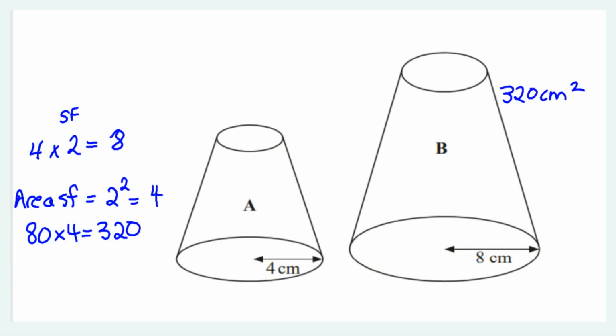The scale factor from shape A to shape B is 2. That means the area scale factor is 2 squared, which is 4. The surface area of shape A is 80. Therefore, the surface area of shape B is 80 times 4, which is 320.